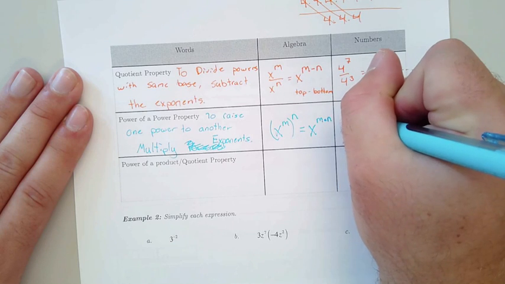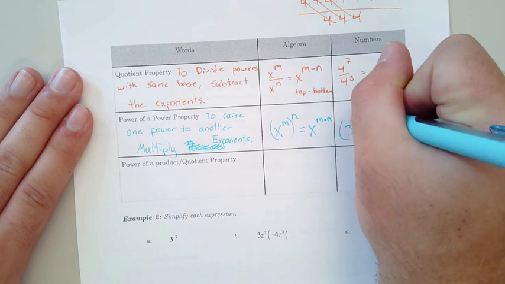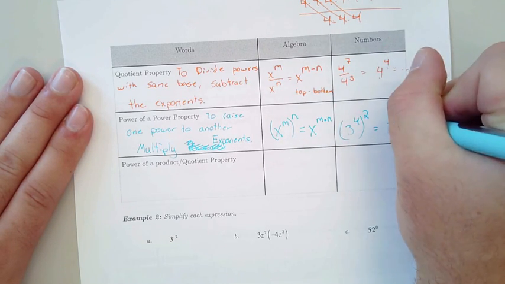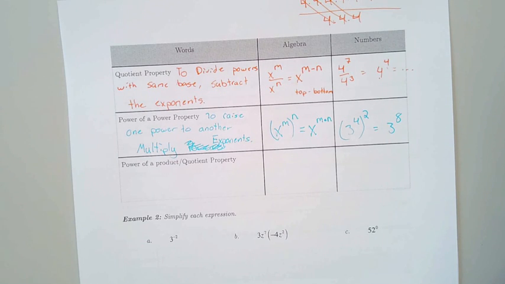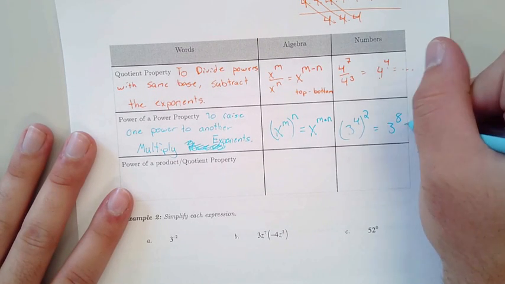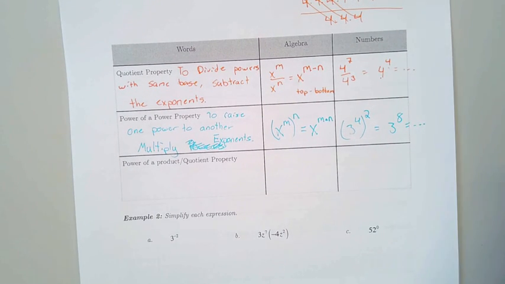With numbers, that might be 3 to the power of 4 raised to the second power is the same thing as 3 to the power of 8. And again, if it's just numbers, you could continue on.